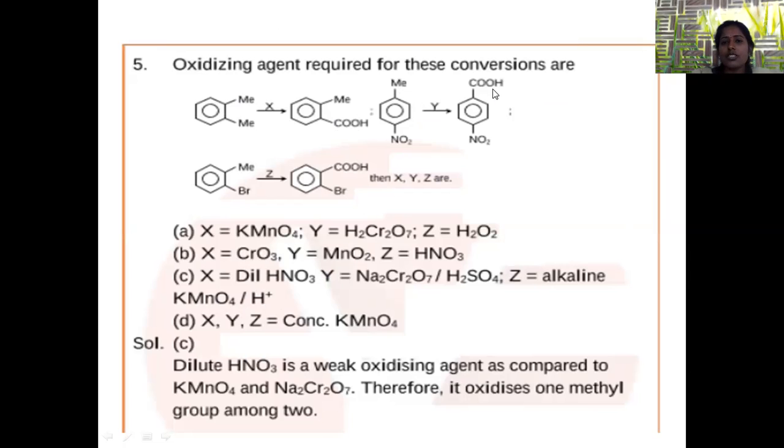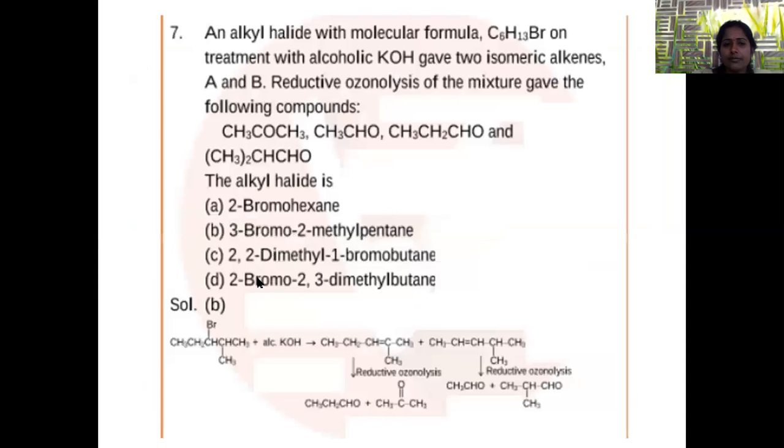Methyl to COOH requires a strong oxidizing agent like sodium dichromate or potassium dichromate. Next is the conversion of methyl into COOH. In this also any strong oxidizing agent is added. So option number C is satisfying this condition.